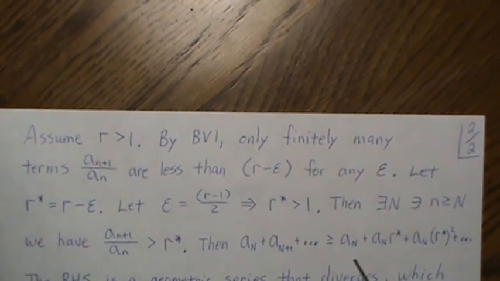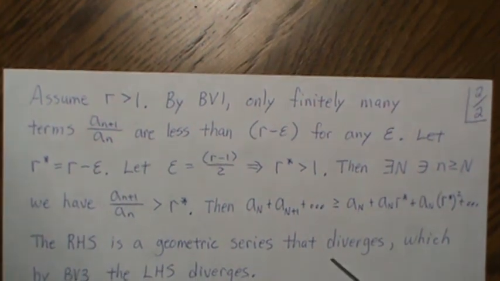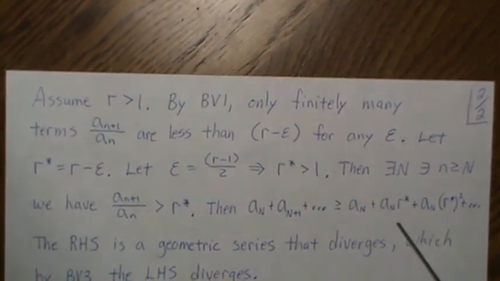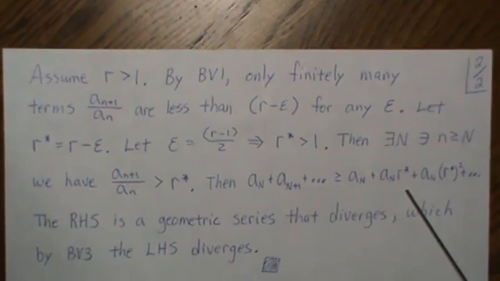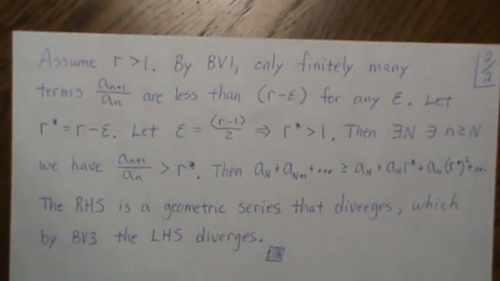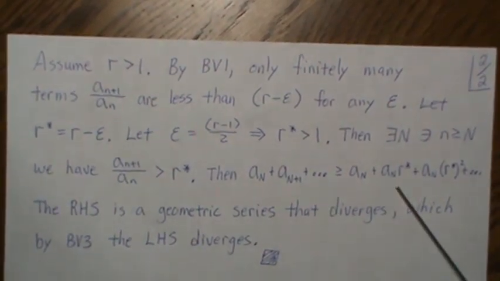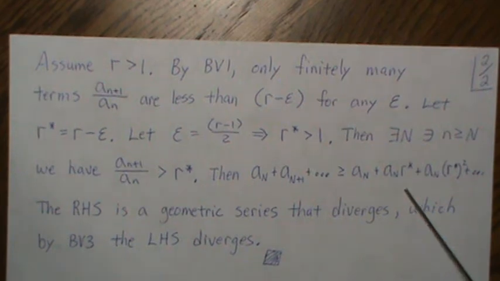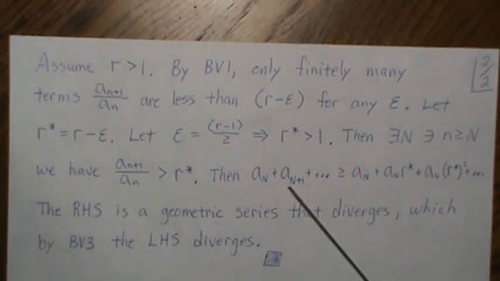Well, this is a geometric series. So the right hand side is a geometric series that diverges. It diverges because R star is greater than 1. And then by BV3, the left hand side diverges. Okay, so this is a geometric series that diverges, which is less than or equal to this series. So this must diverge.